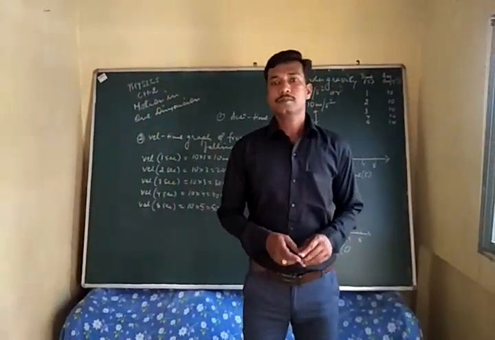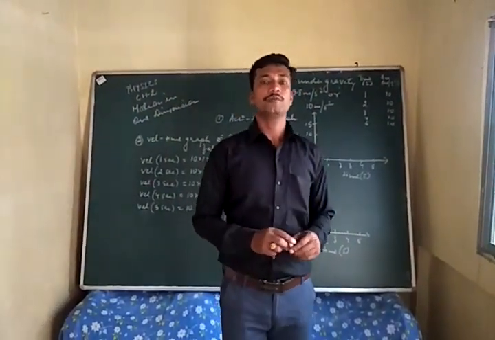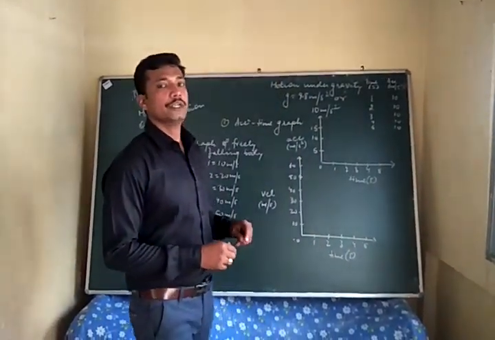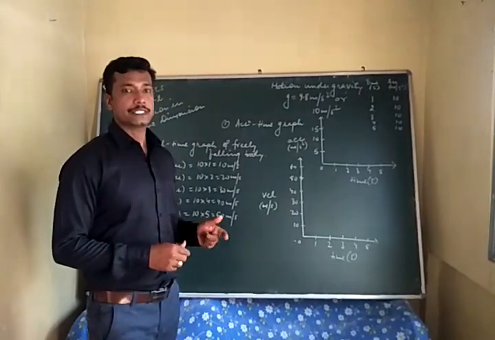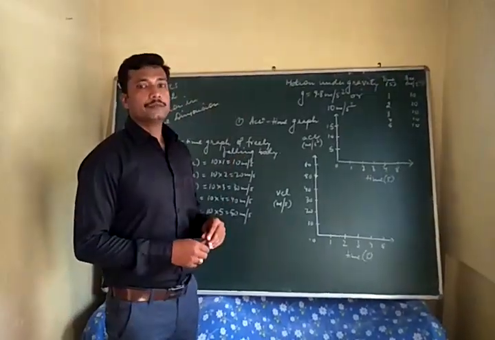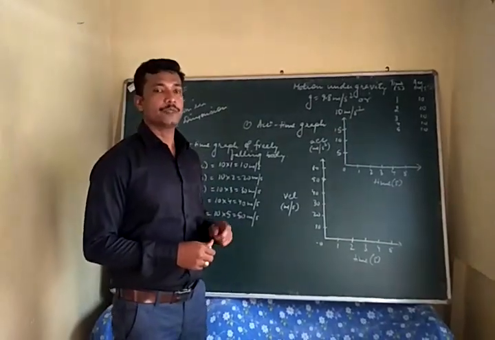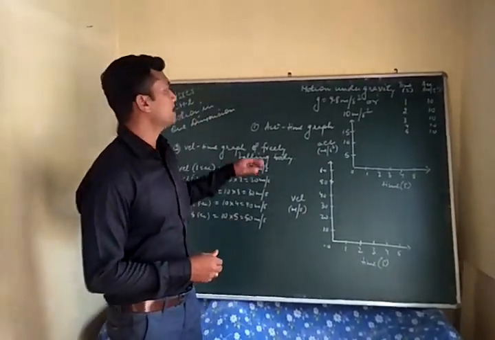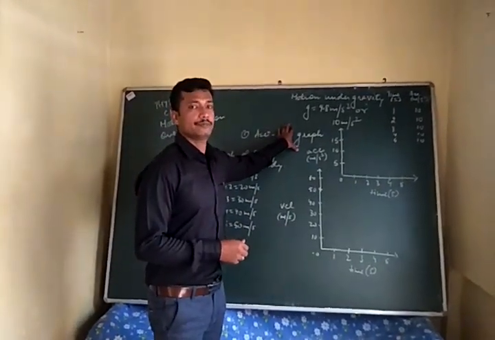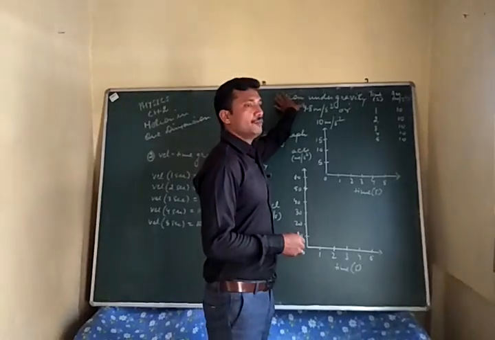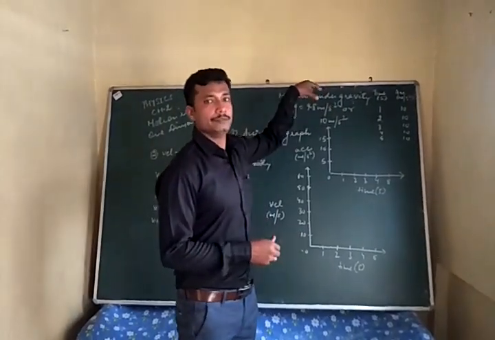Good morning, students. We are going to continue with the same chapter, that is chapter 2, motion in one dimension in physics. Now, we already dealt with many graphs like displacement time graph, velocity time graph. Today we'll be studying about acceleration time graph, and we'll be discussing about the motion of a body under gravity.